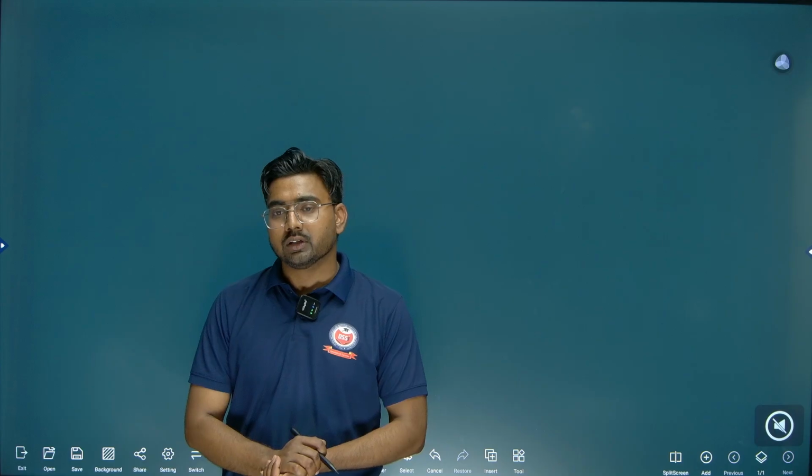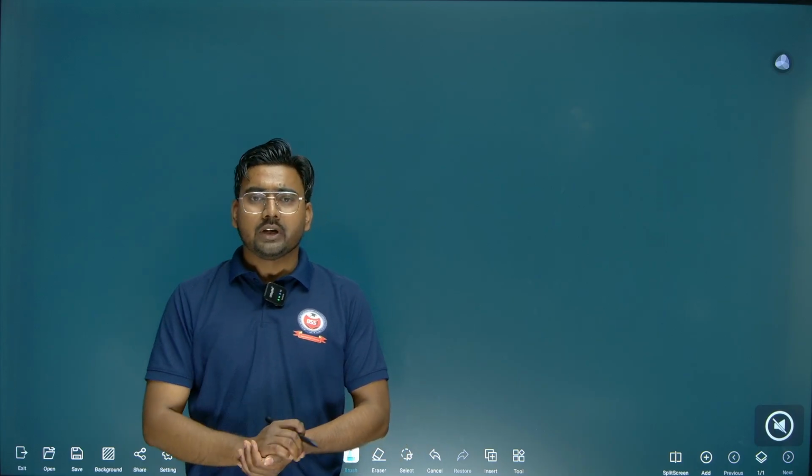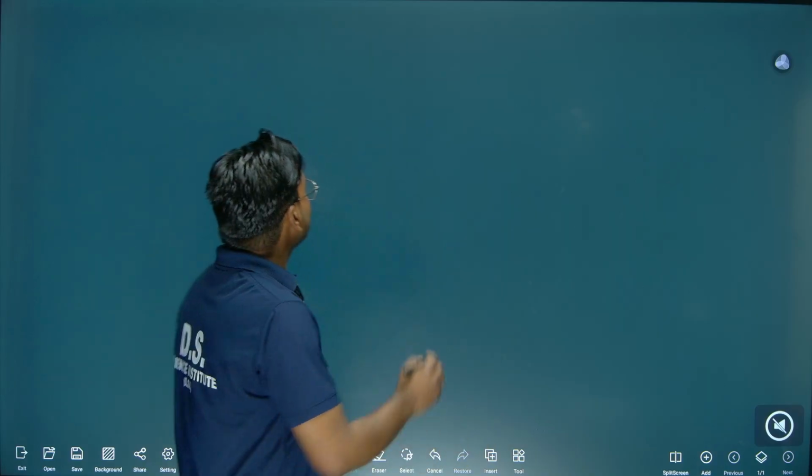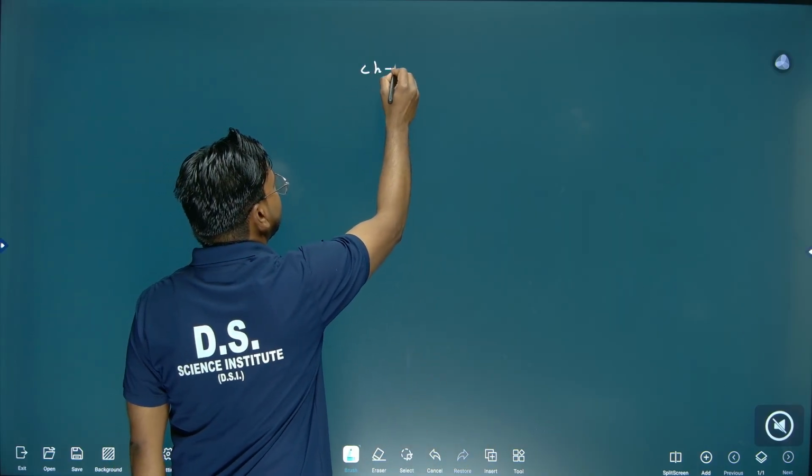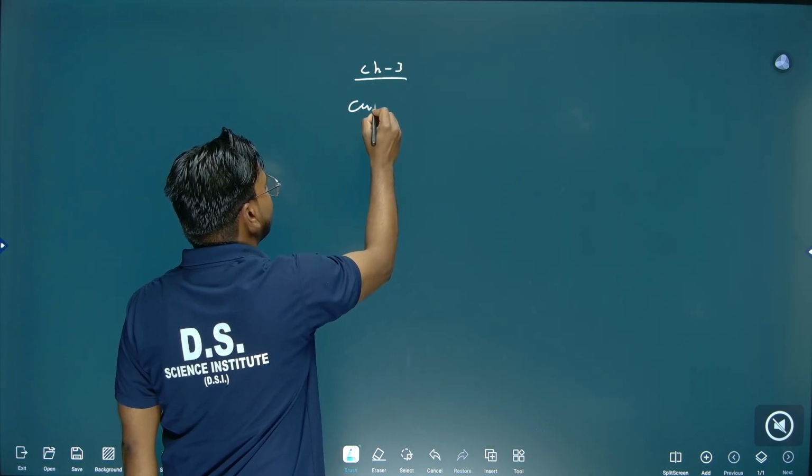Hello my dear students, today we are going to discuss current electricity. In electrostatics, we study charge in the rest condition and the properties associated with it. But in current electricity, we are going to discuss charge in the motion condition. Our chapter is chapter number 3, that is current electricity.